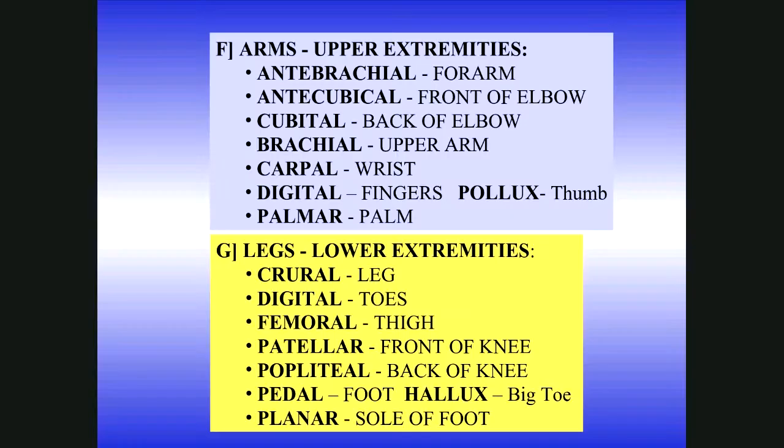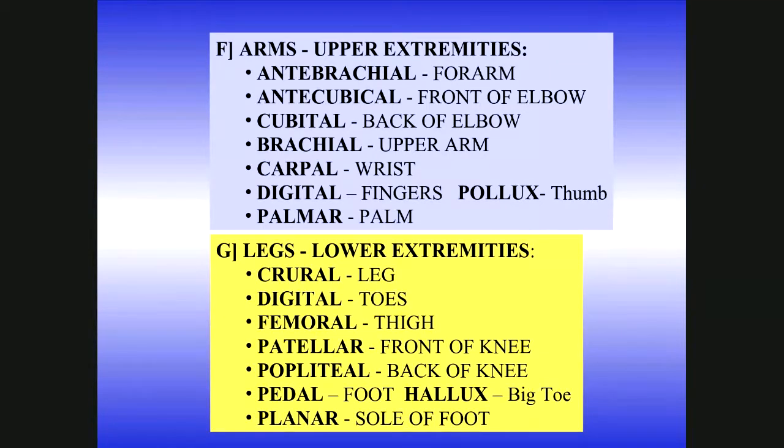And then you have the arms. Your forearm is your antebrachial region. Ante means in front of. So it's in front of your brachial region. The brachial region is your upper arm. So obviously the forearm is antebrachial. Antecubital is the front of your elbow, that little place where your arm folds up. And it's where the person takes blood from the vein there if you go to get blood taken.